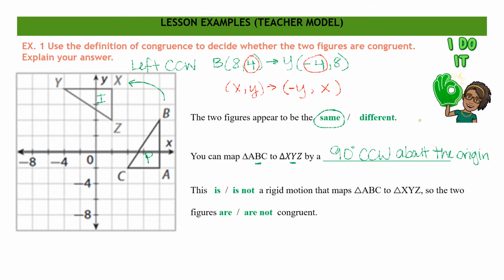Now, is this a rigid or non-rigid transformation that maps triangle ABC to triangle XYZ? Well, we know any 90-degree rotation counterclockwise is going to be rigid. So this is a rigid motion that maps these 2 triangles onto each other. So if this is a rigid transformation that's mapping the 2, we know that these 2 figures, in fact, are congruent.